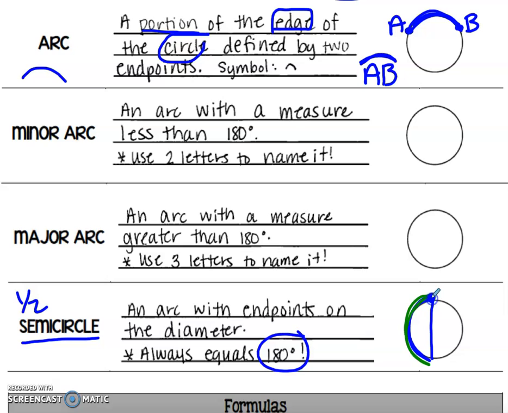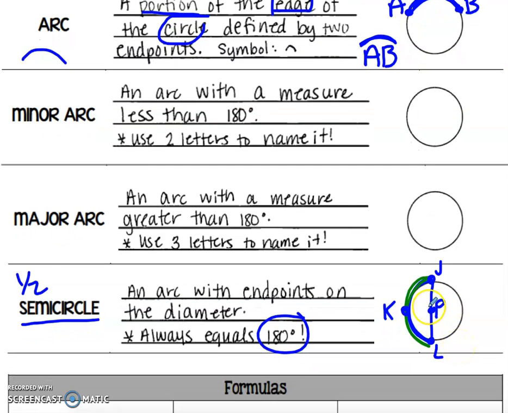So let's add some letters. Let's say J. We'll say the center is at P. Over here is L. Let me add a point on the outside, K. So if I am trying to name this outside green arc, I am not going to pay attention to the inside circle because arcs are on the outside. So I'm going to deal with the 3 letters that talk about your green piece, which would be J, K, and L. So the semicircle would be J, K, L with an eyebrow. You could also reverse it and say L, K, J, but you're not going to talk about that P.